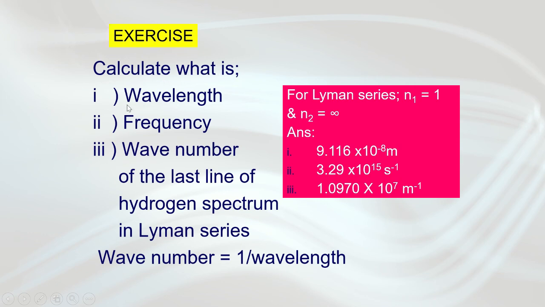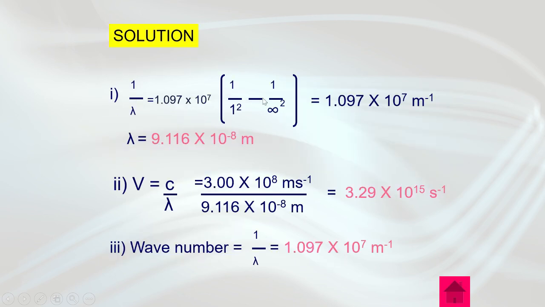Okay, calculate what is the wavelength. For Lyman series, n1 equal to 1 and n2 equal to infinity. So you must calculate the wavelength. You can use the Rydberg equation, and then once you got the wavelength, you can calculate the frequency, and then you can calculate the wave number of the last line of hydrogen spectrum. Wave number means 1 over wavelength. So this is the answer, and this is the calculation.